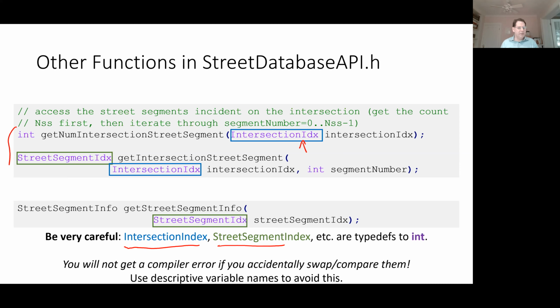So when you're naming variables, give them good names where you can keep track of whether this is an intersection or a street segment. Otherwise it's easy to confuse yourself, and the compiler can't catch those errors because they're all really aliases for int. So it's going to accept swapping them around.